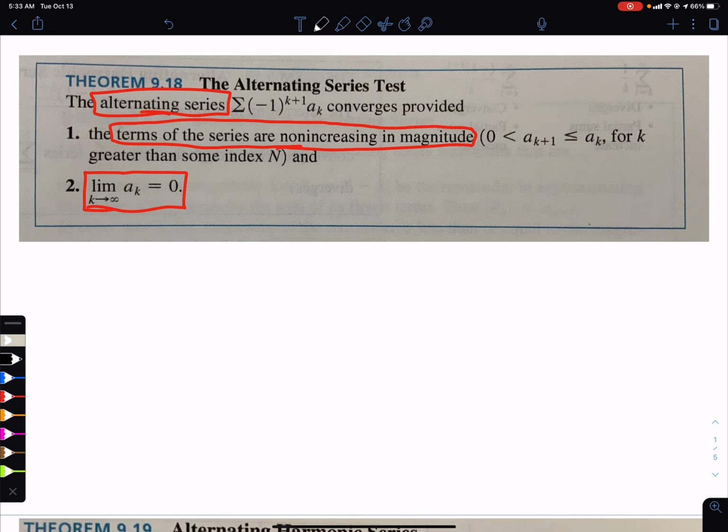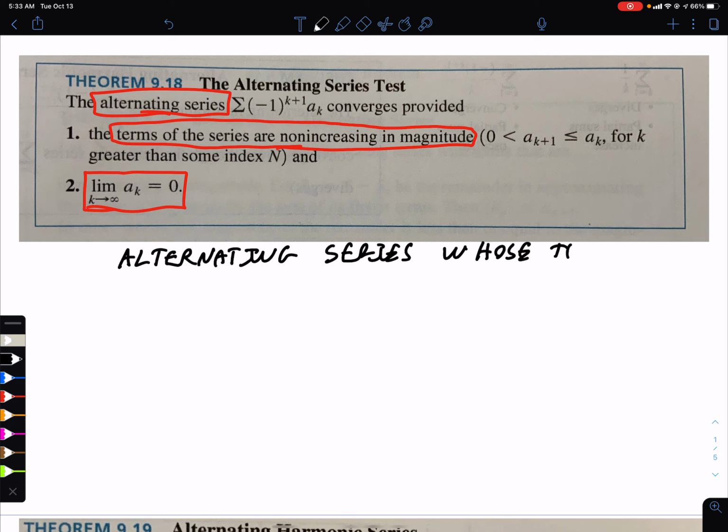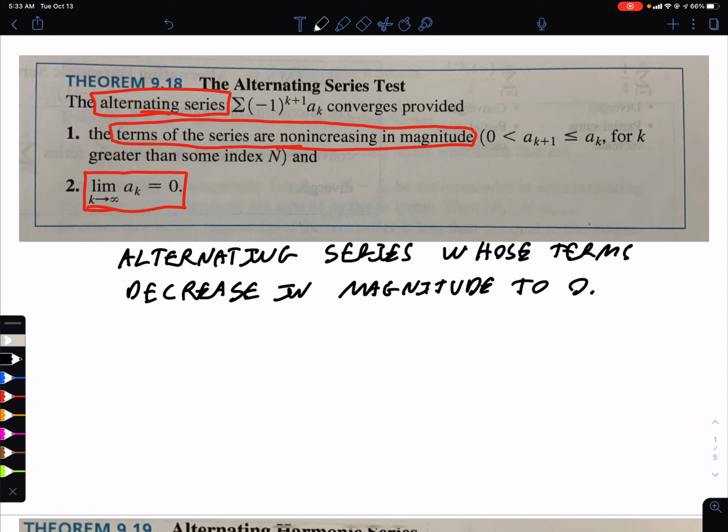Here is a common way written on justifications. This is an alternating series whose terms decrease in magnitude to zero. So that's just another way of saying it that summarizes it very quickly. So you have your three conditions. Alternating series, the terms decrease in magnitude, and the limit of the terms is zero. So that is a basic summary if you have those.